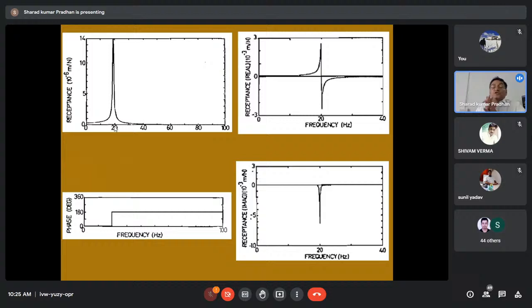And if you know the natural frequency of the system, you will always try to apply loads in such a way that the applied load frequency does not match the natural frequency of the system, because if it matches, it is going to vibrate. So we have to avoid this situation. That is why we must know the natural frequencies, its phase, its amplitude, its real part, its imaginary part.